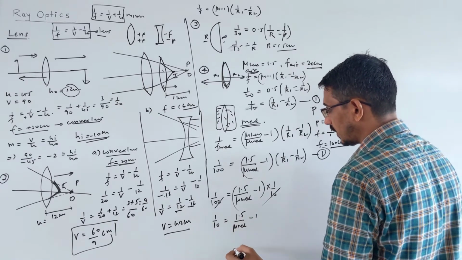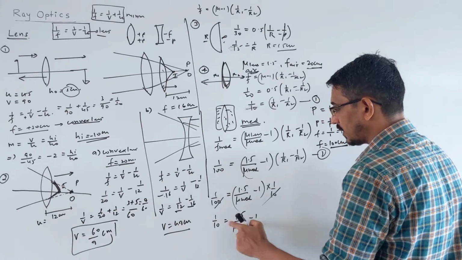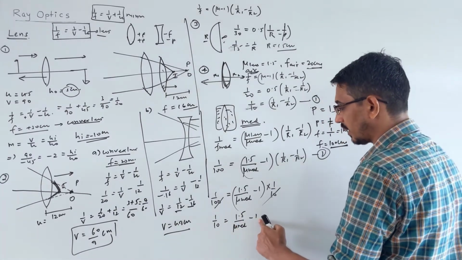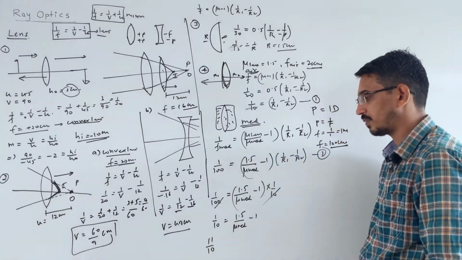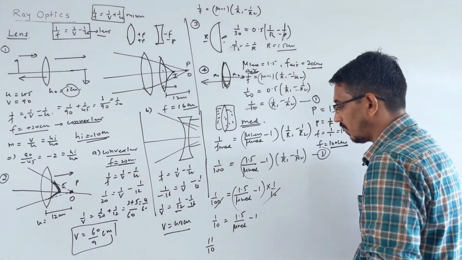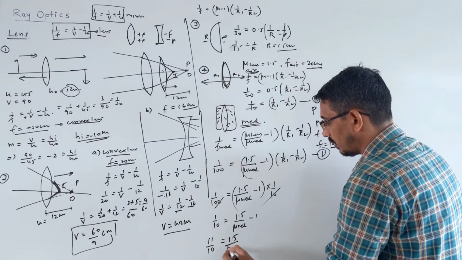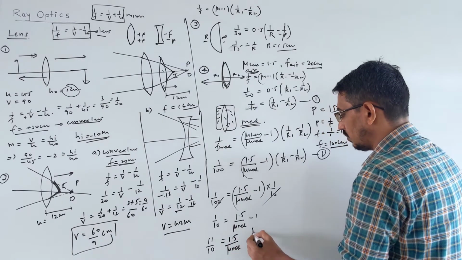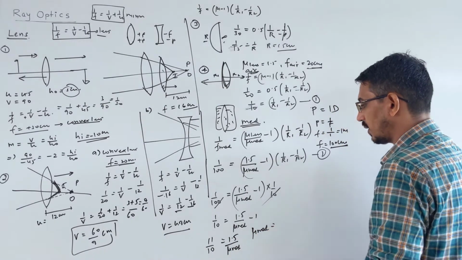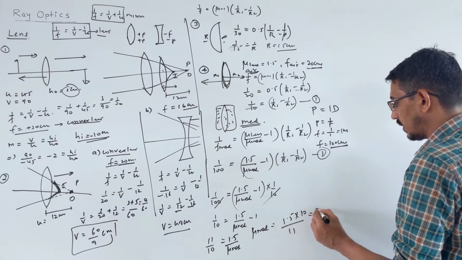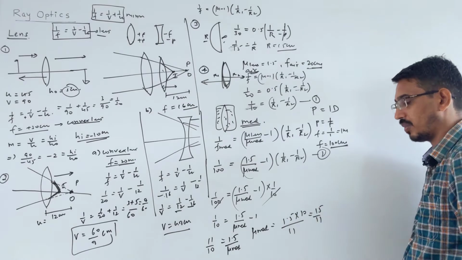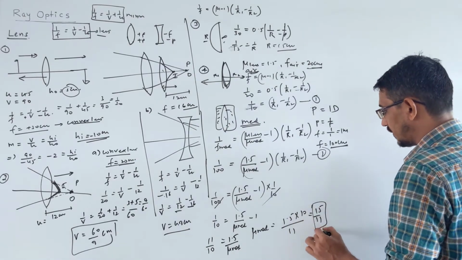You send that term to the other side, so it becomes 1 plus 1 by 10. So that becomes 11 by 10, is equal to 1.5 by mu of the medium. So mu of the medium, the final answer, will be 1.5 into 10 by 11. You say 15 by 11 approximately. That's your final answer.